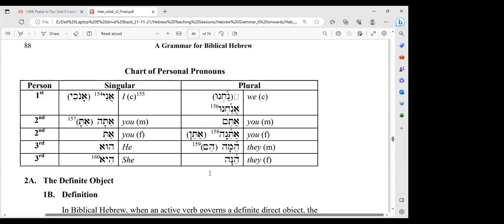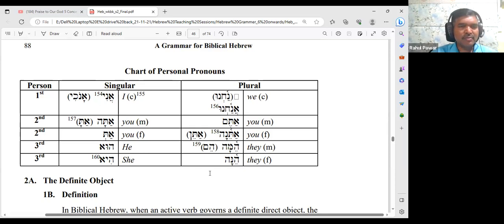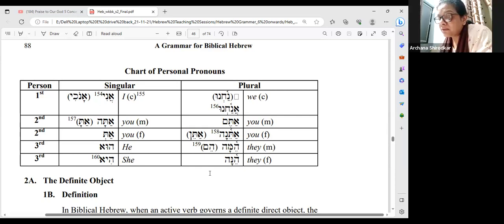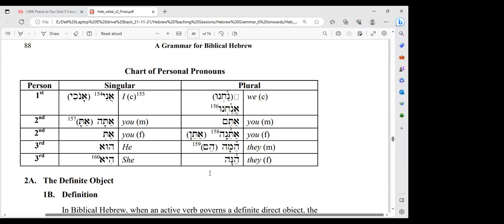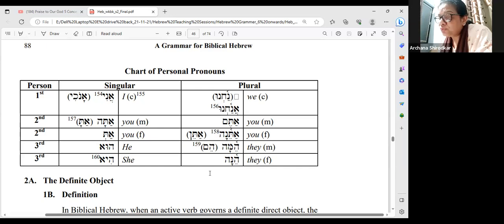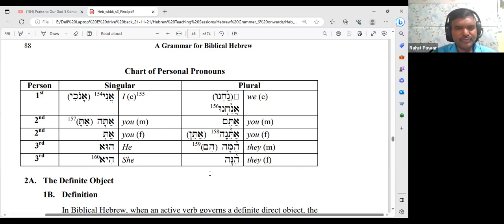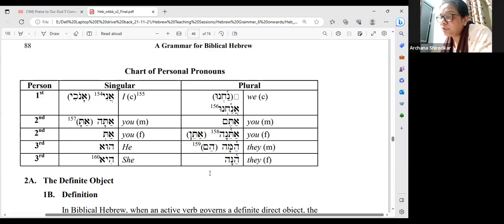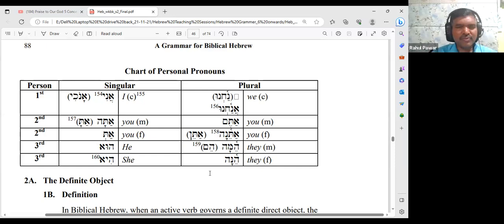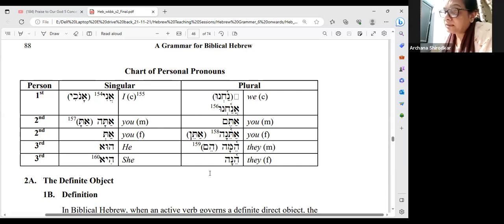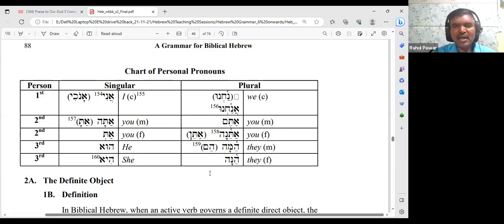Anaknu, that is we, plural. Then second person, masculine singular: Ata. That is you. And atem is plural you. Then second person, feminine singular: At. And feminine plural is Aten.